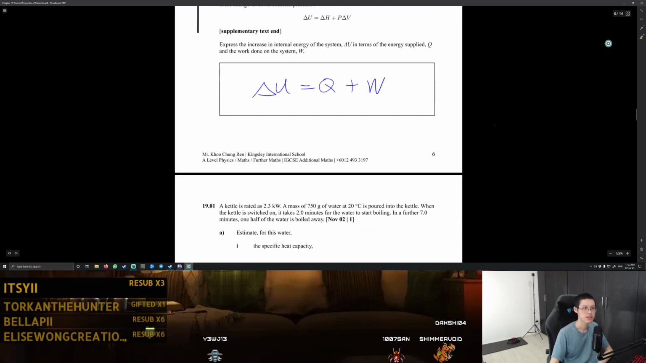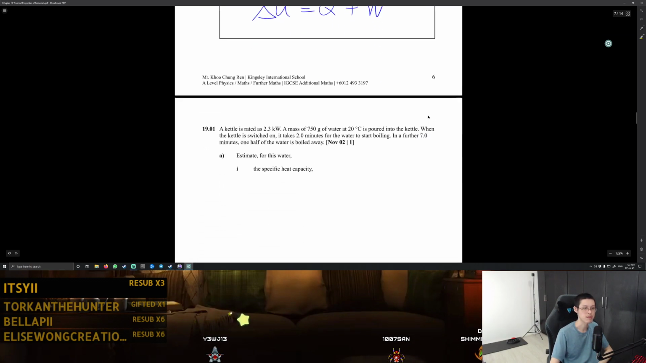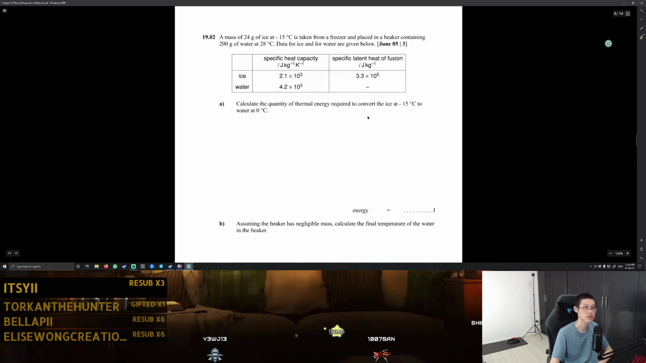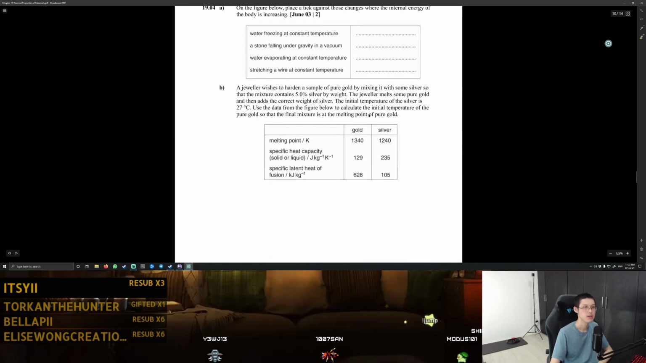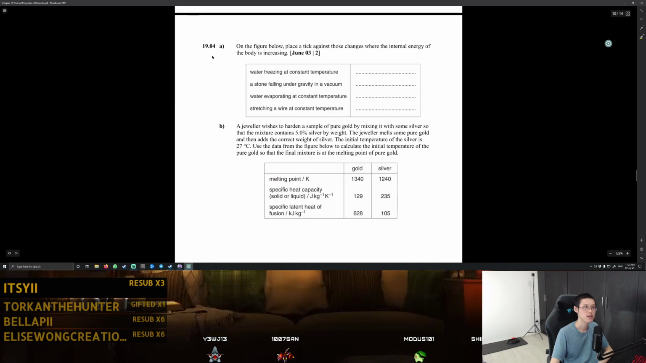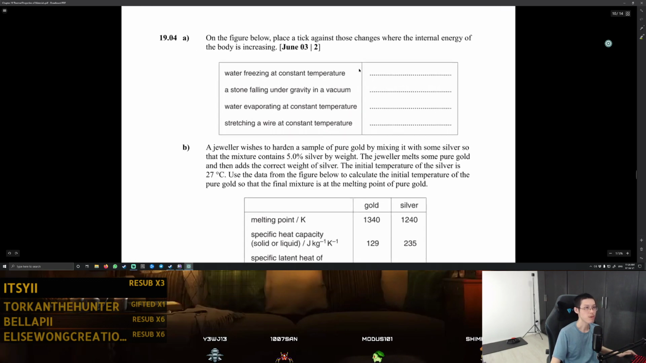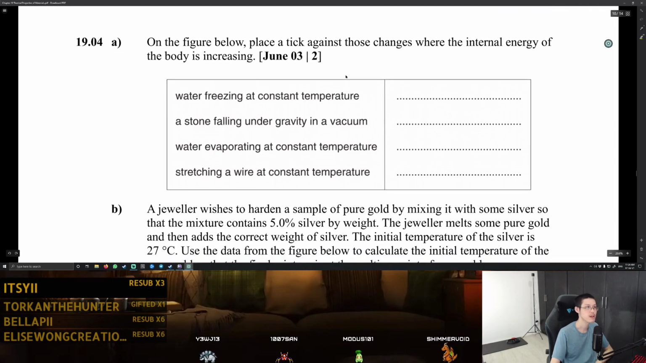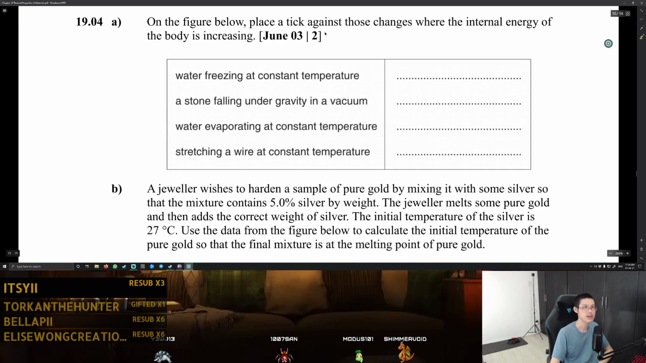Let's do some questions on the first law of thermodynamics first. So let's skip these and we're gonna jump to question 4. On the figure below, place a tick against those changes where the internal energy of the body is increasing.